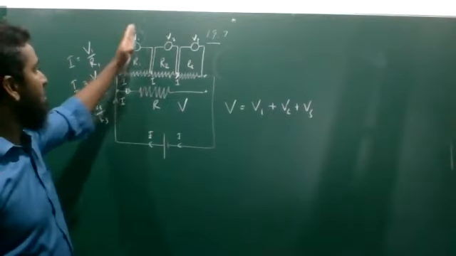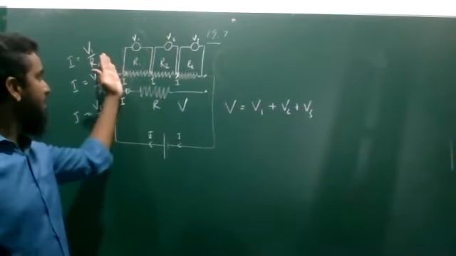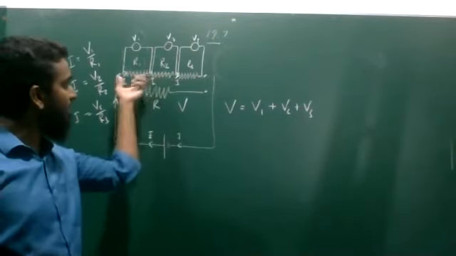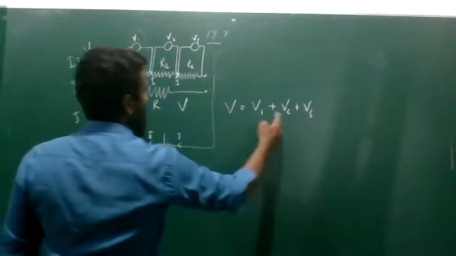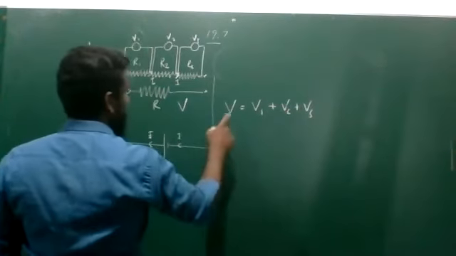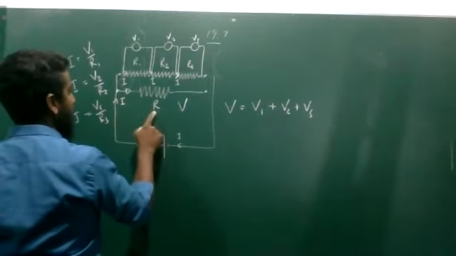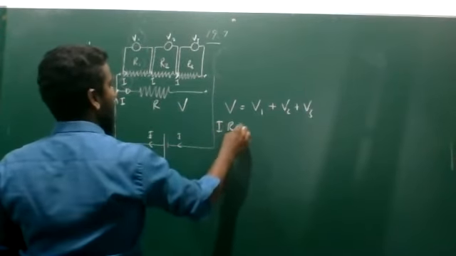Because all these are the drops in each and every place, the total potential difference is going to be a collection of smaller potential differences, right? Then V1 plus V2 plus V3. This V can be written as I into R. This R is the equivalent resistance, this I is the current, I into R.